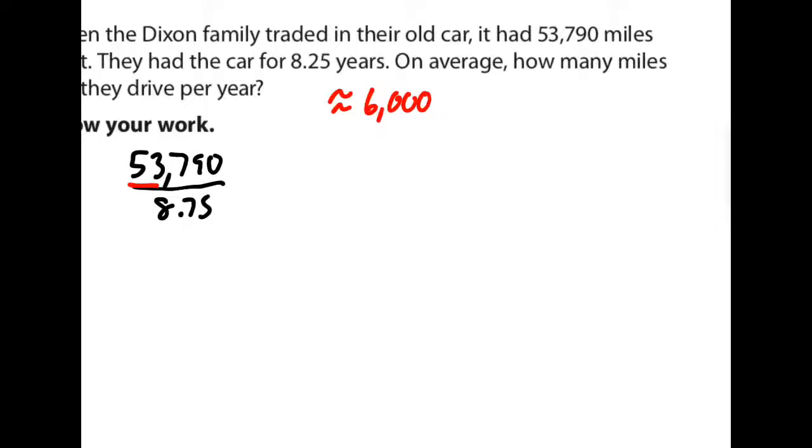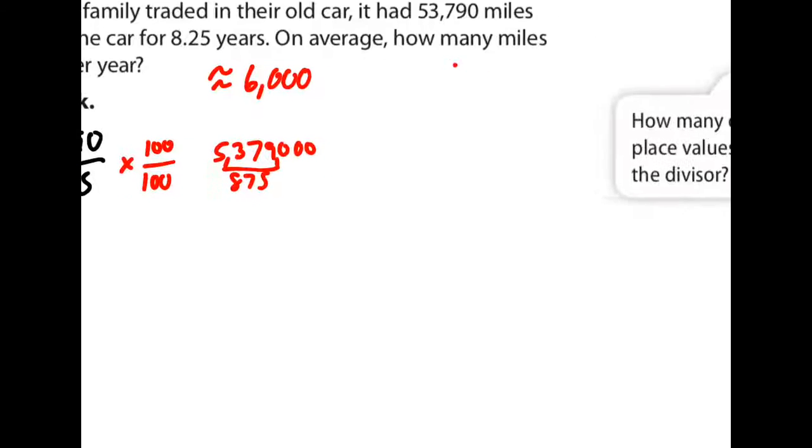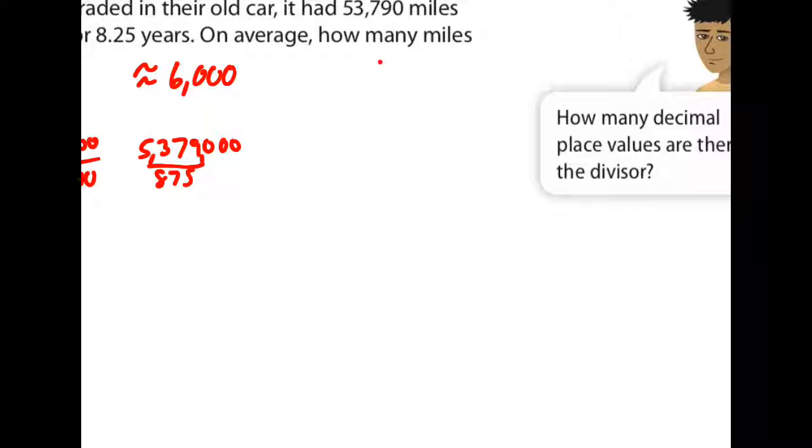Now, the next thing I need to do is, since my divisor has 2 decimal digits, I need to fix that. So remember, think of it like a fraction. If I multiply the bottom by 100 and the top by 100, it will stay equivalent. And the bottom number will become 875. The top number, I'll have to add 2 zeros. So I have 5,379,000 divided by 875. This, ladies and gentlemen, is going to be an ugly division problem. Just saying. All right, so let me get this set up.